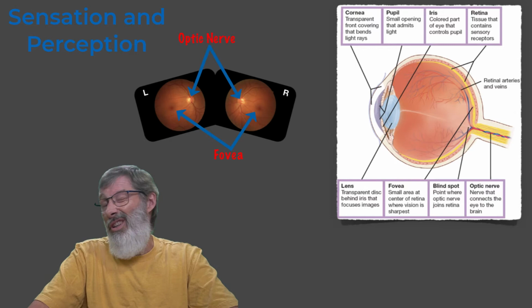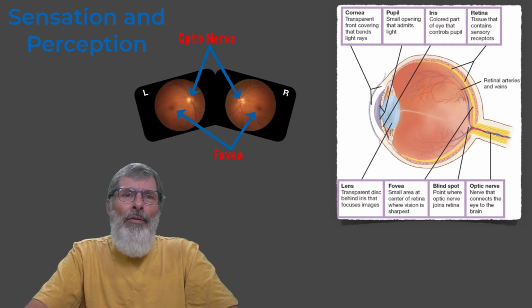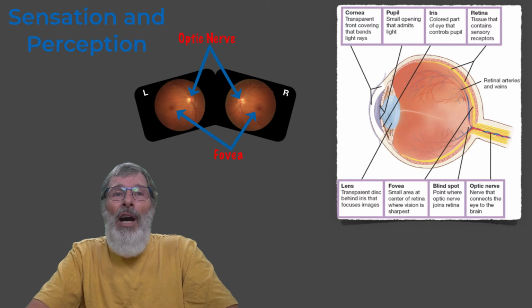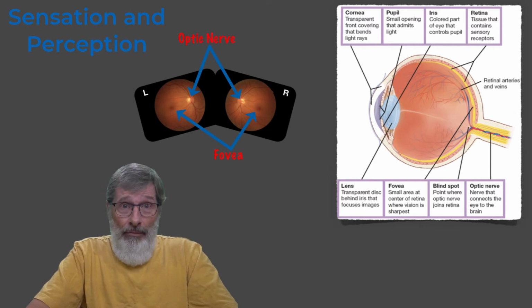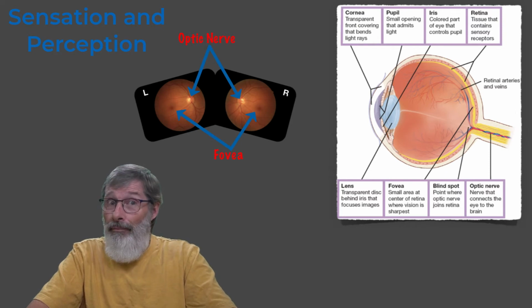In contrast to the visual acuity is the blind spot, which is insensitive to visual stimulation. You'll see in your textbook an example of how you can discover where your blind spot is. Now, this is the part of the optic nerve that leaves the eye. The ganglion cell axons converge to form the optic nerve.